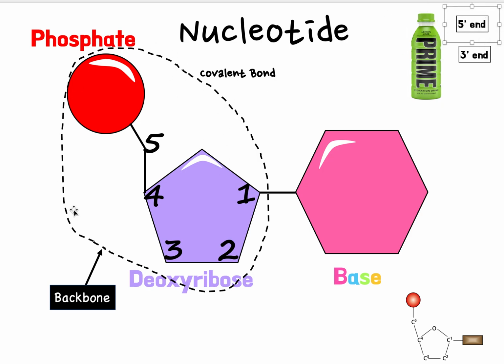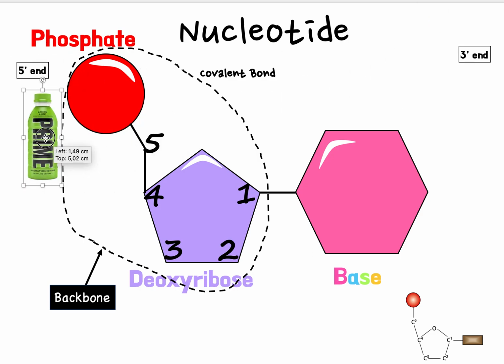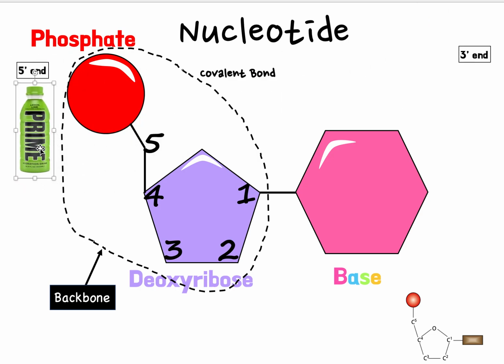Which side of this molecule, the top or the bottom, do you think is the 5' end? The top, because 5 is the highest number. It's up here, near the top. So the top will be called the 5' end. And maybe you know about Logan Paul. He's creating Prime, so why not put prime here? So the 5' end is the top of the nucleotide, whereas 3 is the bottom, so we call the bottom end the 3' end.